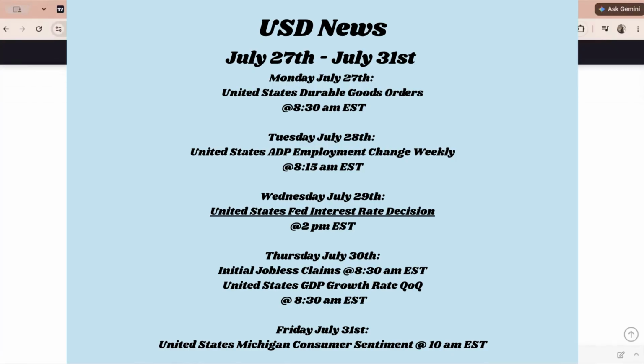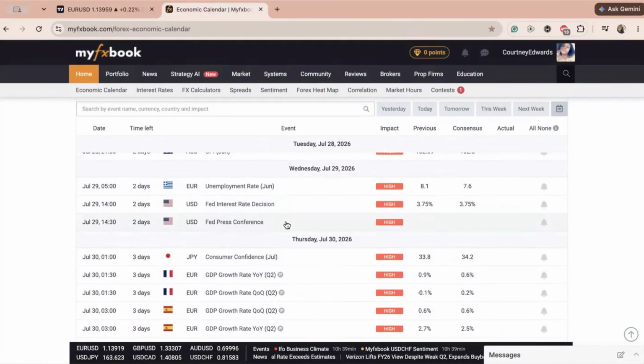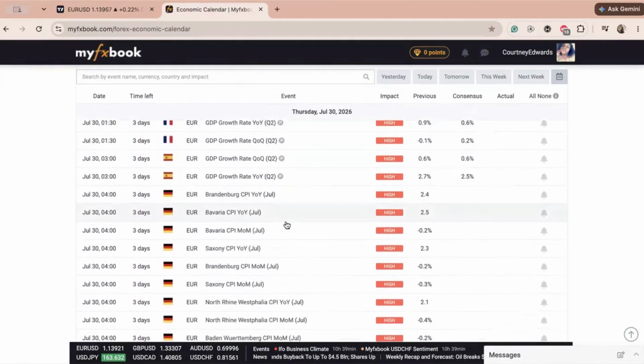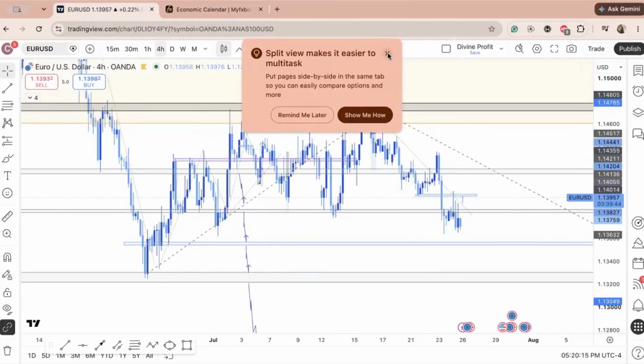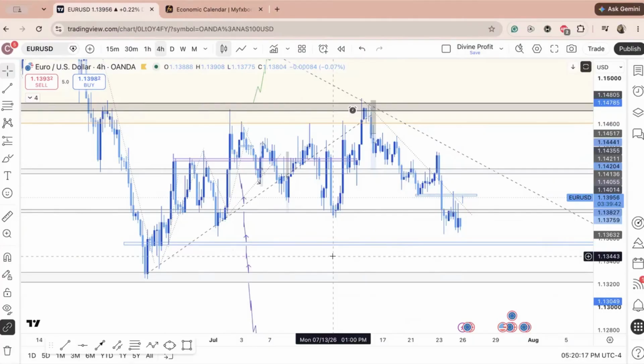Basically, the biggest things: I know ADP is on Tuesday. That's usually a big one. And then Wednesday is a Fed interest rate decision and a Fed press conference. Whether the Fed decides to increase, decrease, or keep the interest rates the same is going to have a big impact on the market. So just make sure you're aware of the news coming out this week and the times it is coming out, so you're not trading as news is coming out, or you're not surprised if you see some volatility due to news.